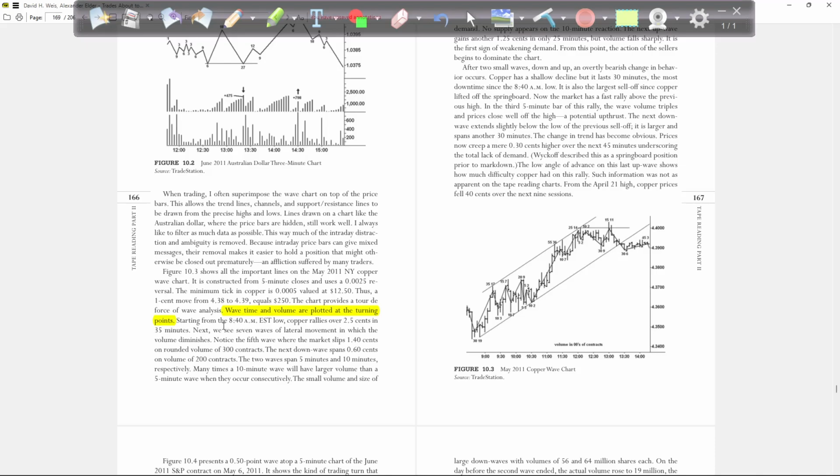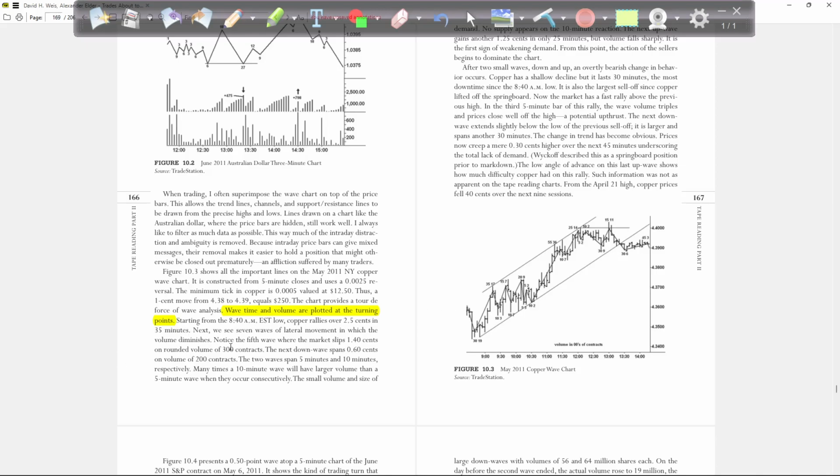Now, starting from the 8:40 a.m. EST low, copper rallies over 2.5 cents in 35 minutes.